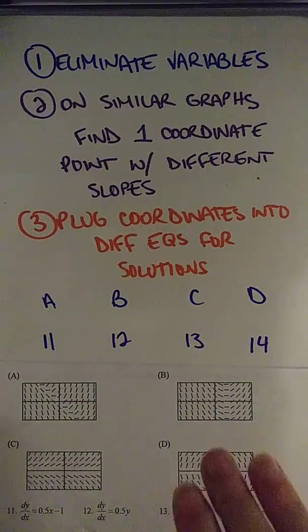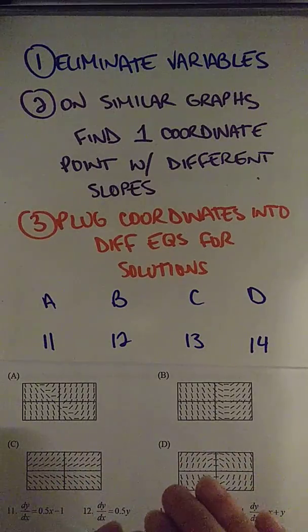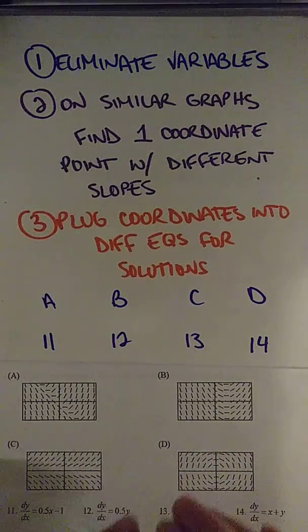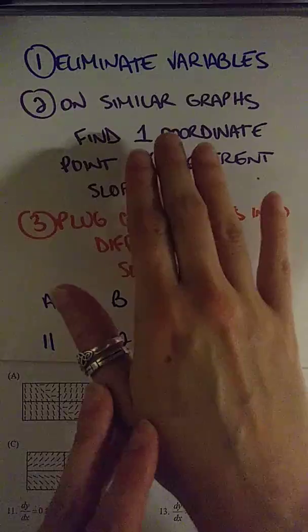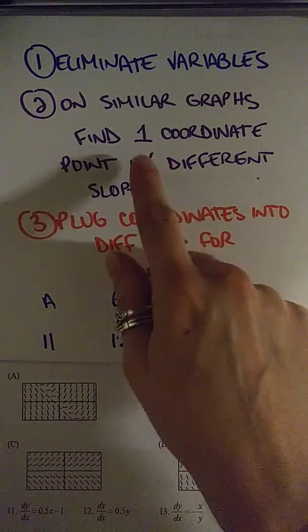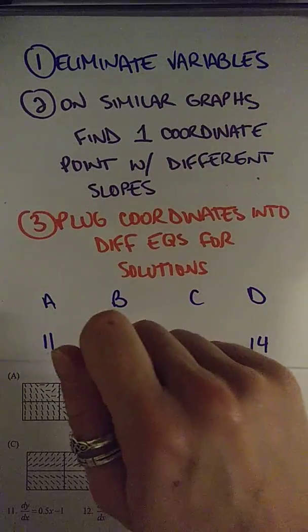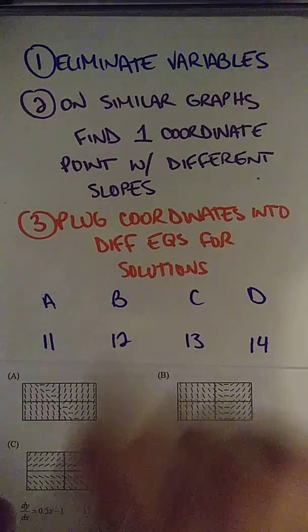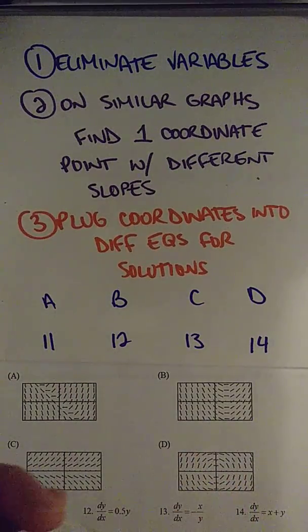And what I mean by that is to interpret the graphs to figure out if there's only an x variable, only a y, or a mix of x's and y's. Then for the similar graphs, let's say I have more than one graph with only an x variable, I would find one coordinate point where they have different slopes, and then I would plug those coordinates into the differential equations to find my final solution. So let's go ahead and do that real fast.